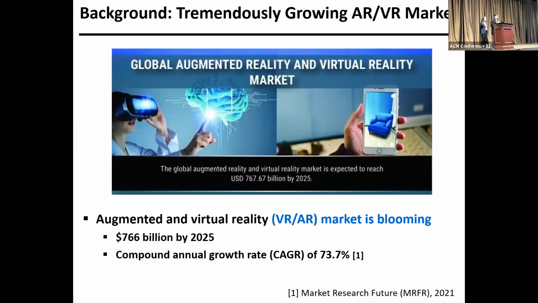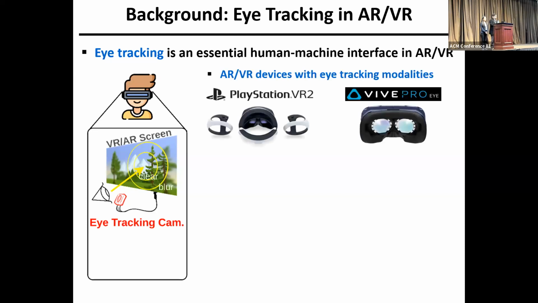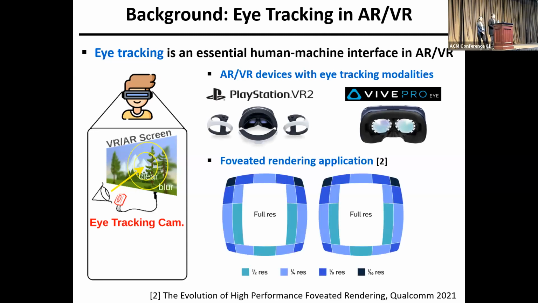The general background is that the augmented and virtual reality market is booming. The market will reach over $700 billion by 2025, with a compounded annual growth rate of 73%. Among those AR/VR technologies, eye tracking is an essential human-machine interface in AR/VR devices. There are already a lot of AR/VR devices equipped with such eye tracking modalities, like the PlayStation VR 2. One of the most representative applications is foveated rendering, for which we render high-resolution pictures in locations where users are looking, while leaving the remaining background as low resolution.